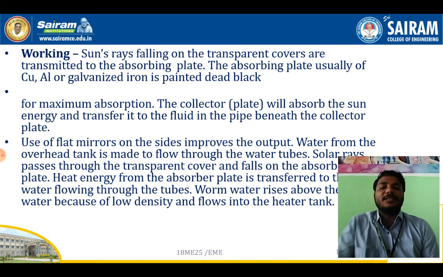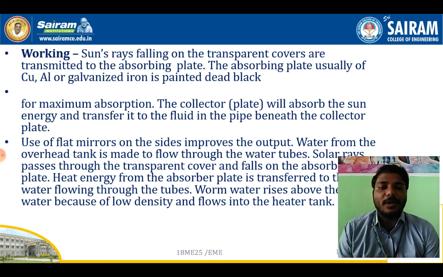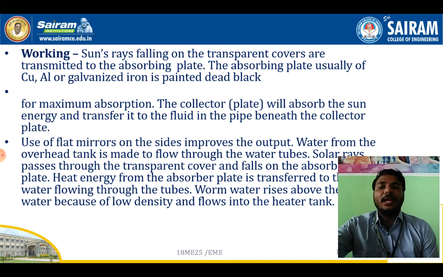You can see the sunrays falling on the transparent covers, as I told. The plate is fully coated with black. Why? Because black is a good absorber of heat or radiation. By using this method, the solar flat plate collector works in the form of a solar heater. So we have seen the sectional view. So this is the working of the flat plate collector.